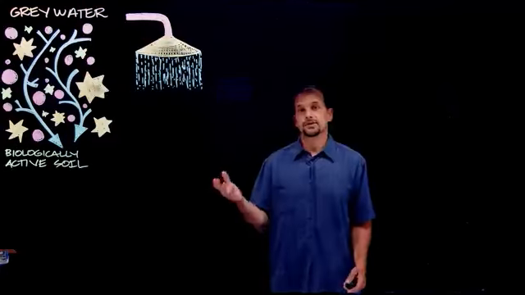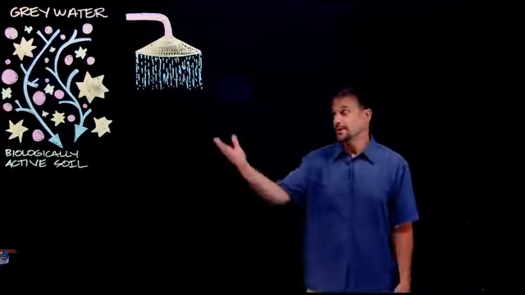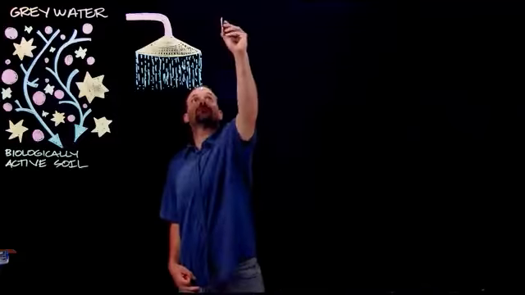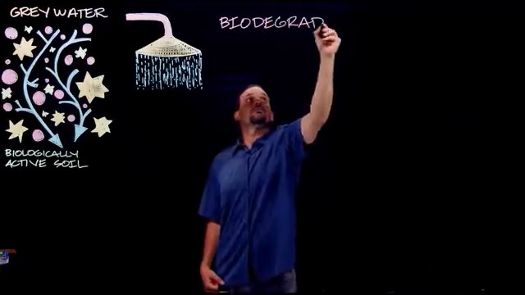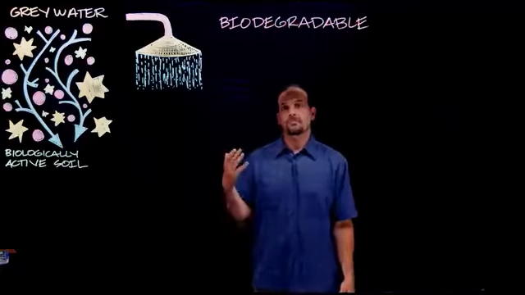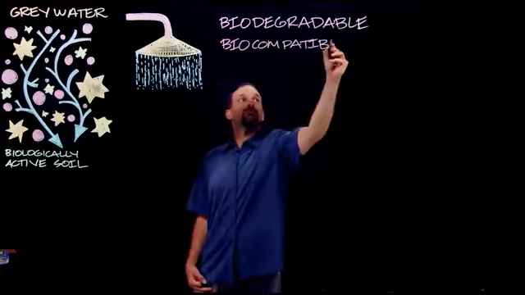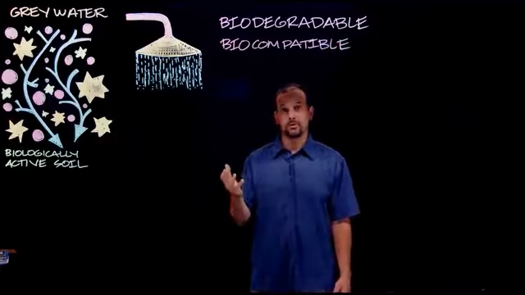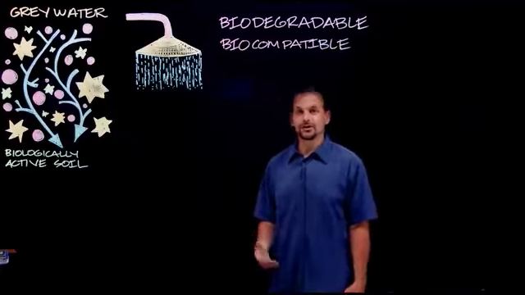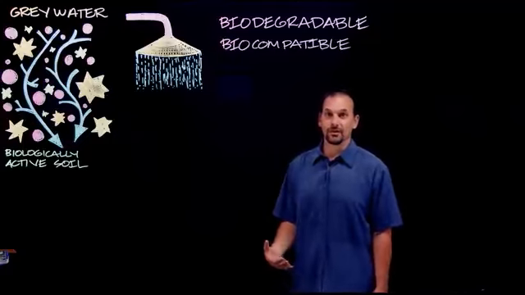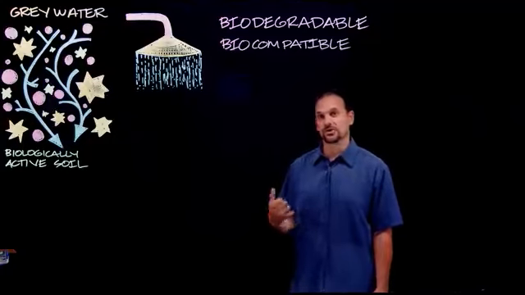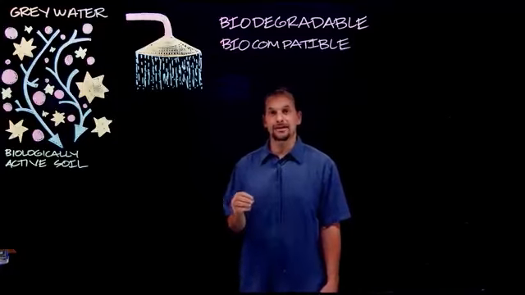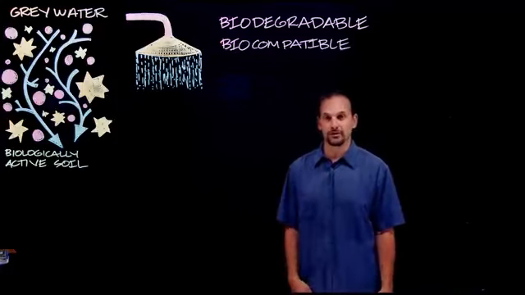Now, you need to consider what products you're using that are going down your drain and into your gray water system. There are biodegradable cleaning products and bath products. And there are also biocompatible products. This means that there are products that will break down, biodegradable, but aren't necessarily good for plant growth, like those containing a lot of sodium, which is salt. Now, biocompatible products actually break down into elements that are beneficial for plant growth.